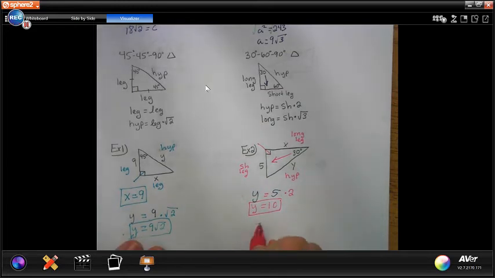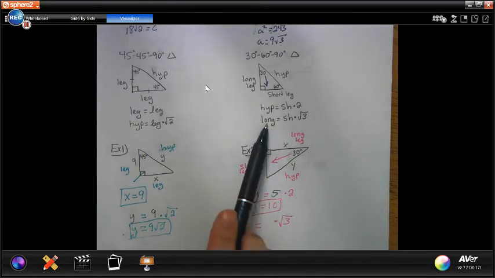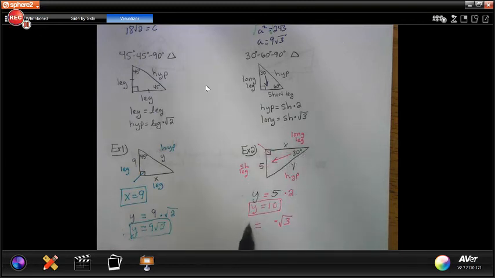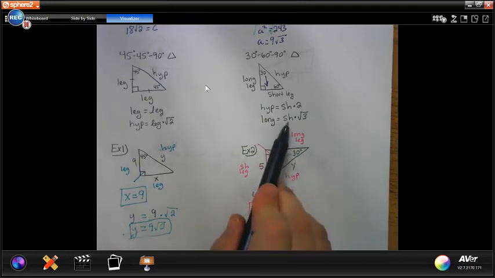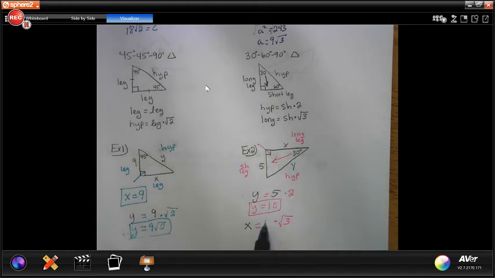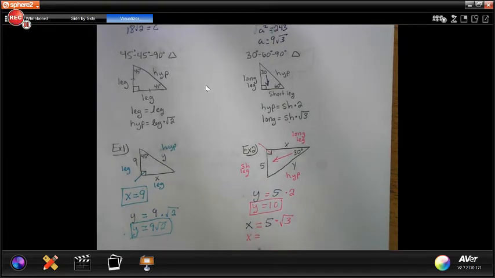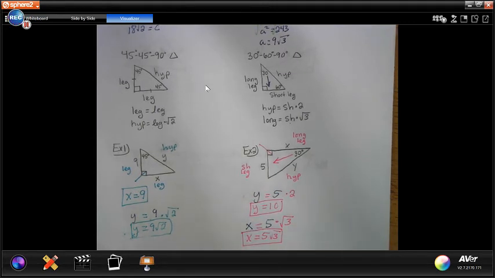So the next formula. Here we have long leg equals short leg radical 3. The long leg here is x. In the short leg spot I put a 5. So I plug it in, I get x equals 5 times radical 3. I can't multiply them, so I write them next to each other. There we go.